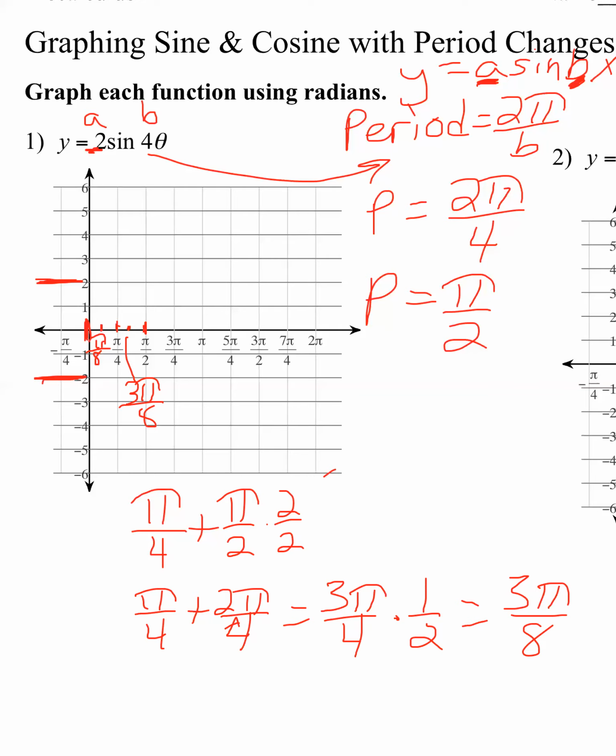This thing is sine, so that means I'm going to start at the origin. Let's switch colors to green, and here we go. I start at the origin. At my first quarter point, instead of just going up to 1, I'm going to go all the way up to 2. And then at my next quarter point, I'm back down to 0. At the next one, I'm down to -2. And then I'm back to 0.